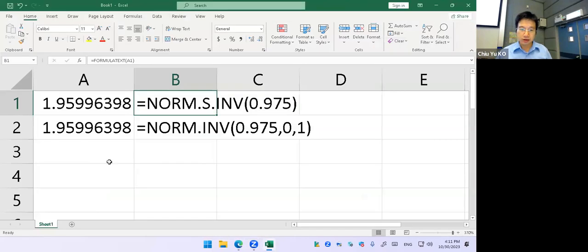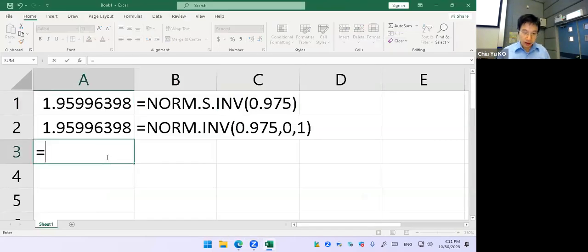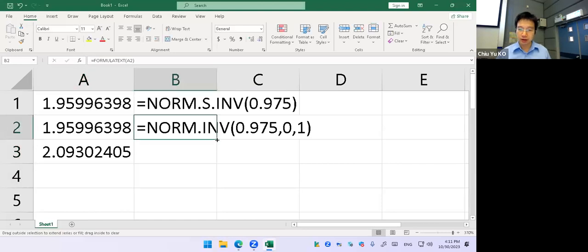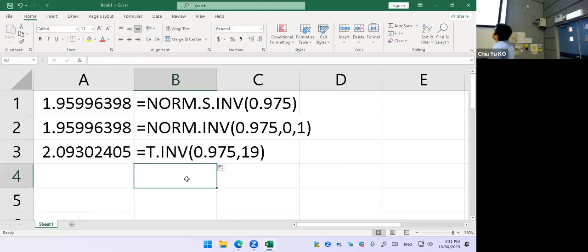So it will be just T dot inverse, okay? 0.975, and what's N? 20, minus one, so 19. So it's 2.09. So that is how we get this guy.